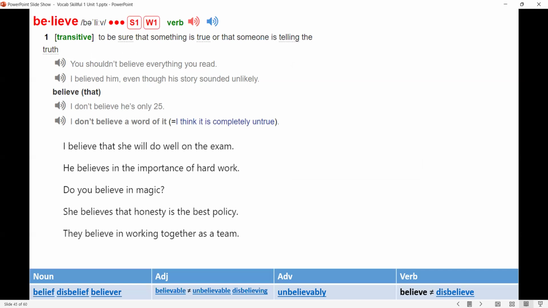Example, you shouldn't believe everything you read. I believed him, even though his story sounded unlikely. I don't believe a word of it. I believe that she will do well on the exam. He believes in the importance of hard work. Do you believe in magic?